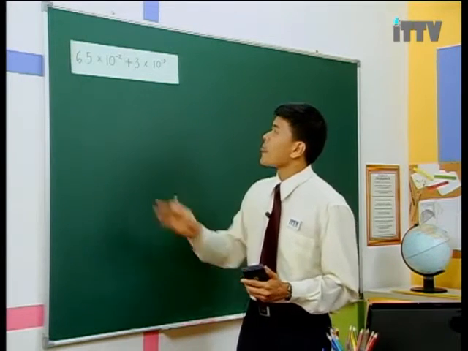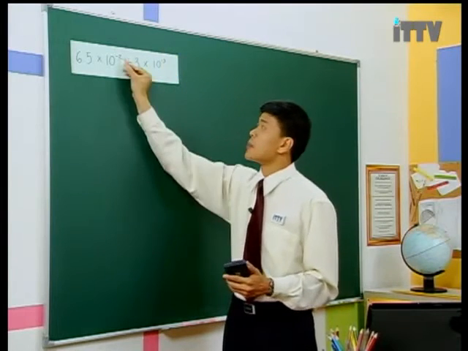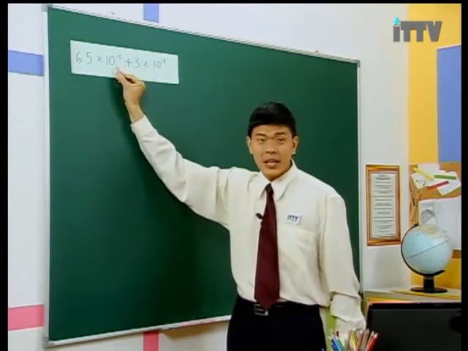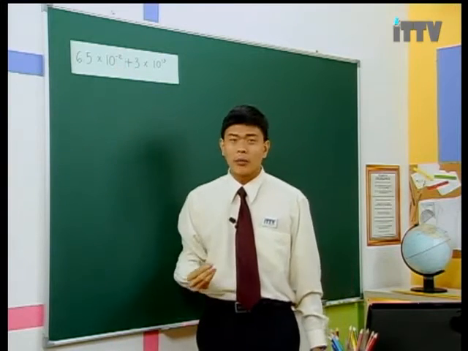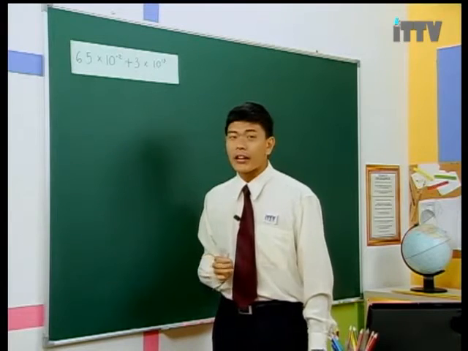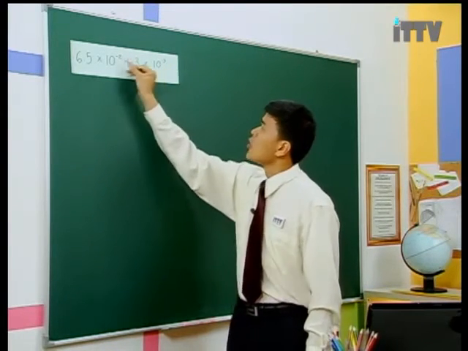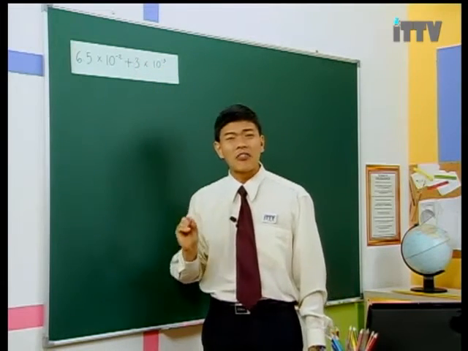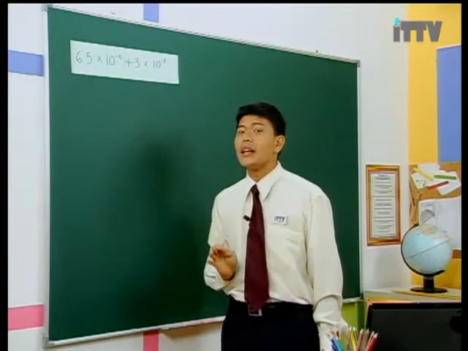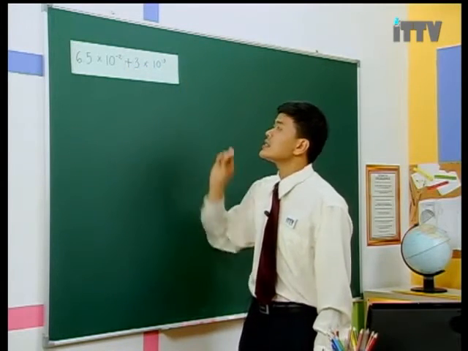Alright, the first step, check whether the indices, which means the power of the number in base 10, are equal or not. Because if they are not equal, we cannot find the value using method 1. Method 1 requires you to always make sure that the index is the same number. So it is not the same. One is negative 2, one is negative 3.